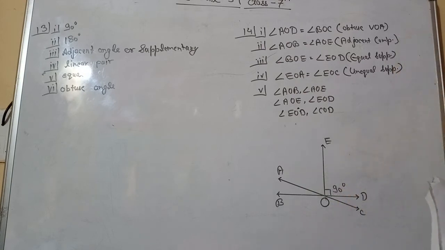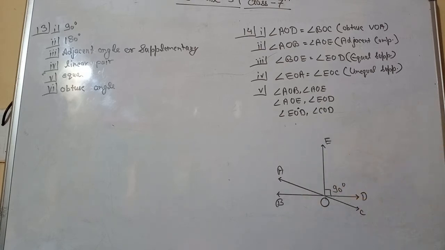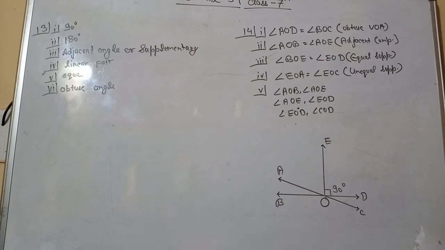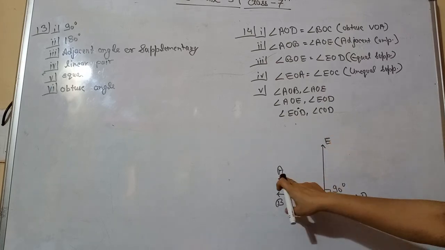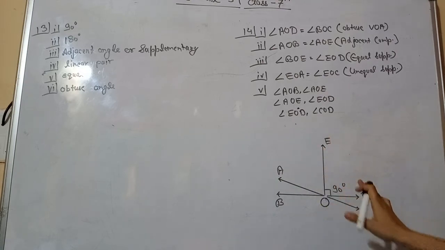Third, equal supplementary angles. Okay, equal supplementary angles are EOA and EOC. Now see here, EOA. Where is EOA? EOA, and here is EOC. Now you can see these two angles are equal to each other, EOA and EOC. These two are equal also, and when we combine them, this will make 180 degrees. Okay. Now next thing we have, unequal supplementary angles. What are unequal supplementary angles? EOA and EOC. See here, EOA and EOC. When we add them together, these are unequal also, but they will form a supplementary angle.